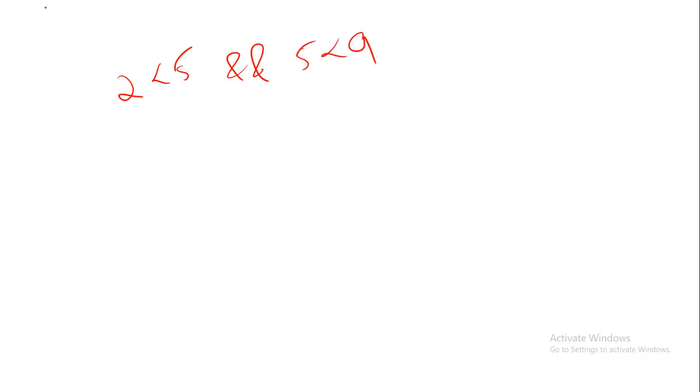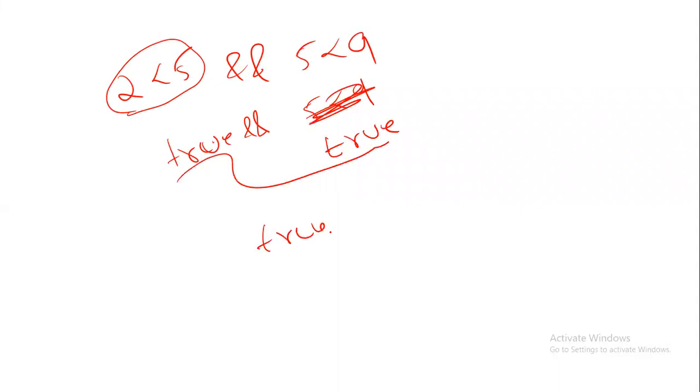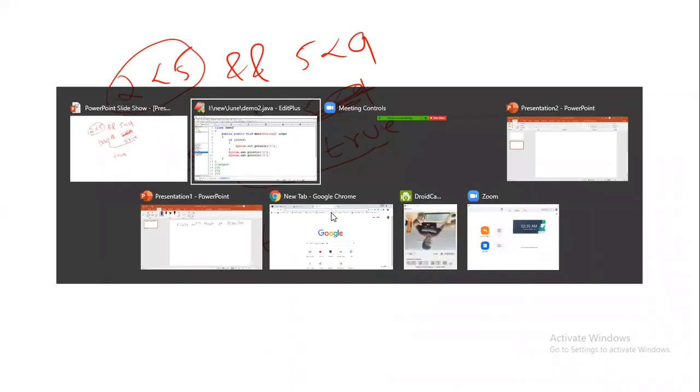Now let's see what will happen. So is 2 less than 5? Yes. Yes means true. And as it is, I'll keep. Is 5 less than 9? Yes, 5 is less than 9. So that answer is also true. Now true and true, the answer is true. So in this way, we can get the answer.